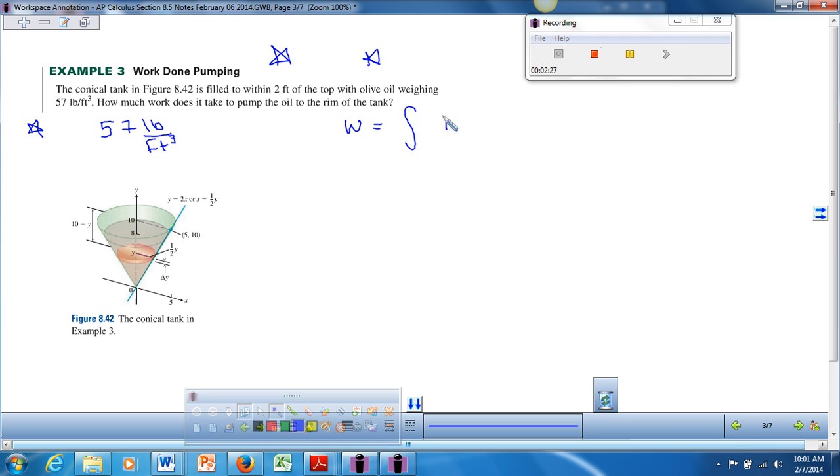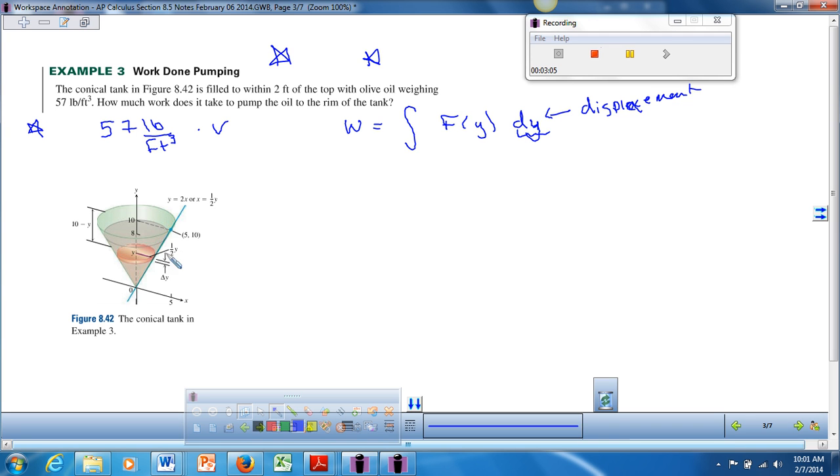And that is the integral of force. In this case, it'll be a y, times our displacement. And we're going to be a little more clear about this, but this is displacement. And it's going to have some different definition than dy. All right. So to find our force, the unit of force is pounds, so I need to multiply this 57 by what? Volume.